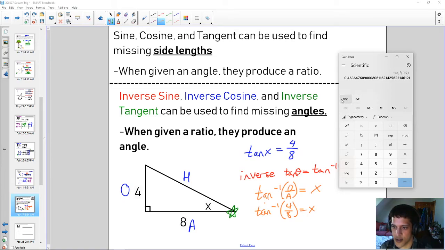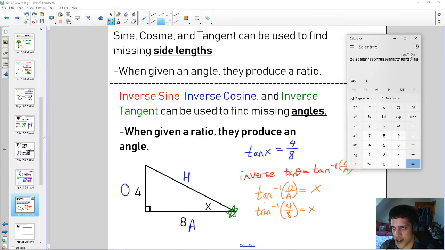Oh, it's in radian. Right. I don't know what's going on right now. Sorry, guys. Trigonometry. Second 1. There we go. I had to put it in degree mode first. Okay. Sorry about that.